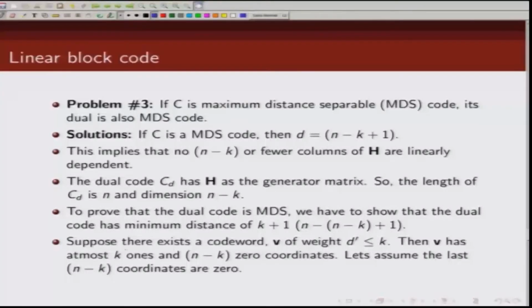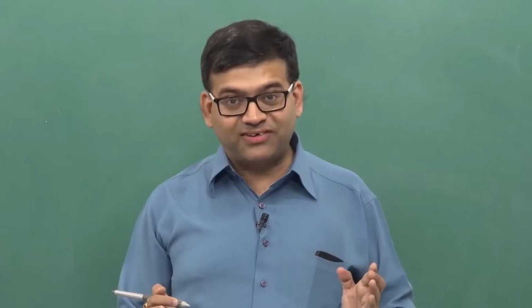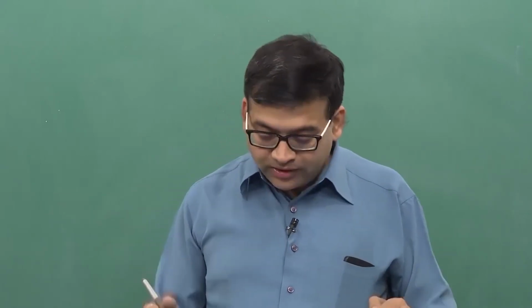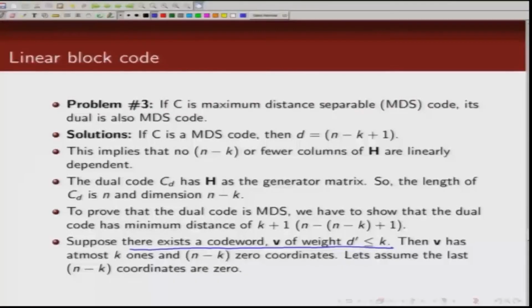As we said, in the method of contradiction, we will first assume that there exists a code word of weight less than k plus 1. So, we assume that there exists a code word v of weight d prime which is less than or equal to k. Now, if there exists a code word of weight less than or equal to k, what does it mean? It means that the code word v will have at most k ones. Our code word v is an n bit code word. Out of this, at most k bits are 1, so the remaining n minus k or more bits are 0.